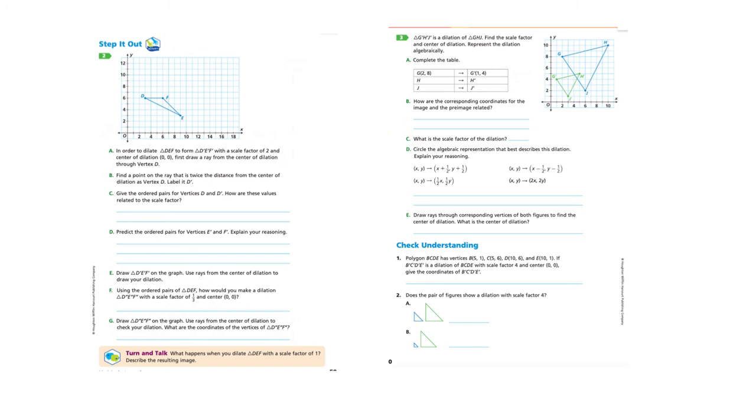And then they ask, what's the scale factor? This will tell you once you know how they're related. And then once you figure out that scale factor, you'll be able to do D and find that algebraic representation. And then E, they want you to draw rays through the corresponding vertices of both figures to find the center of dilation. Again, you can extend them both ways if that helps, and you'll find the center of dilation.